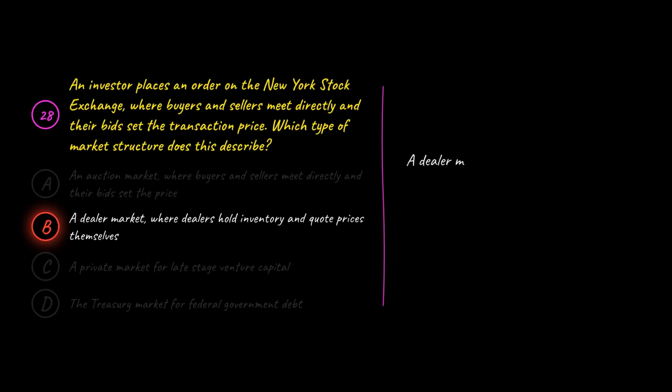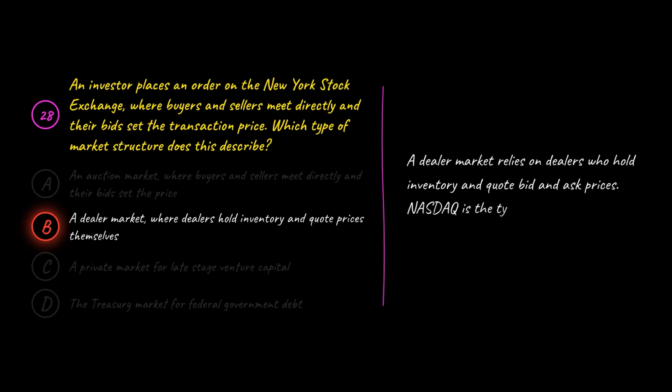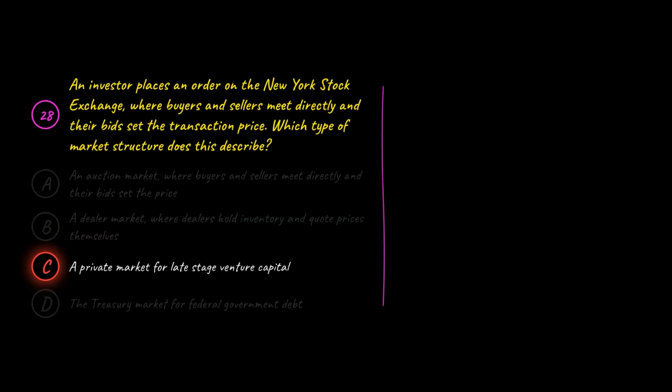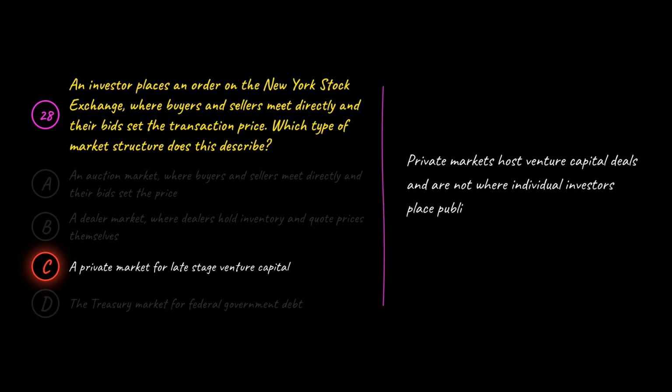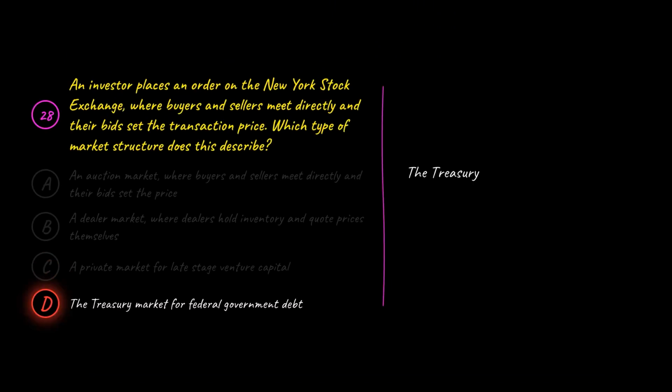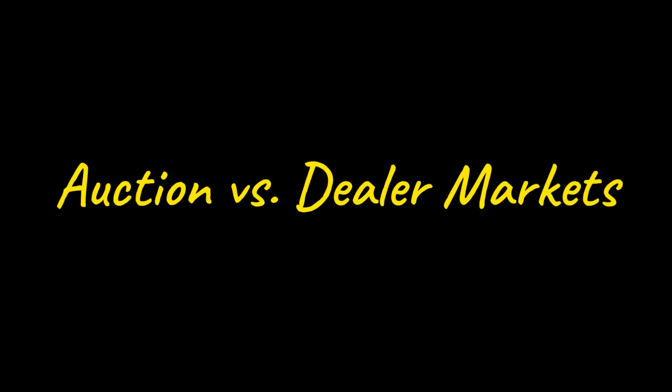B is wrong because a dealer market relies on dealers who hold inventory and quote bid and ask prices. NASDAQ is the typical example of a dealer market, not the NYSE. C is wrong because private markets host venture capital deals and are not where individual investors place public trades. The NYSE is a public exchange. D is wrong because the Treasury market involves government debt auctions and is not the venue for stock trades on the NYSE. When markets execute trades, the mechanism matters.